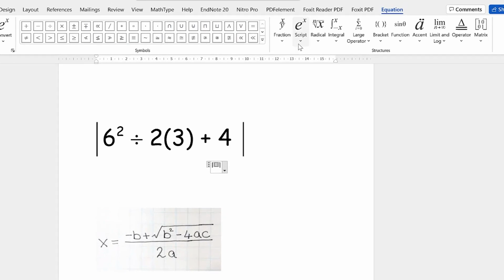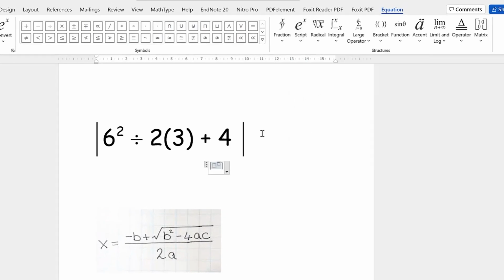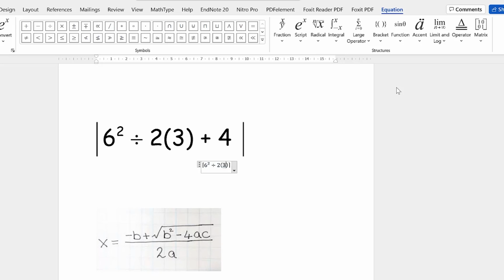So you can come to scripts, because it's a simple script, a superscript. You click on it, and then we can say 6 squared, then we come to normal, and then divide by 2. We can put division, or you can come over to the symbol sign and put division, then divide by 2, and then you can have brackets with 2 times 3, and then lastly plus 4. So you can just close the bracket and you have plus 4.